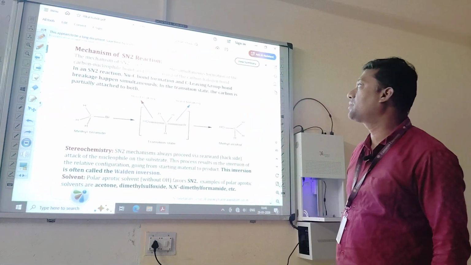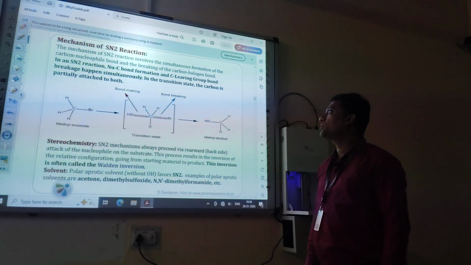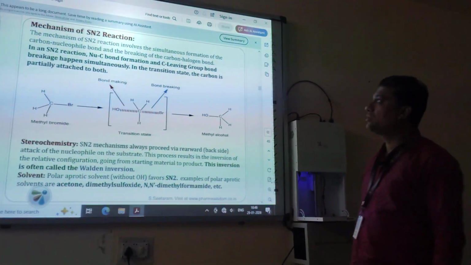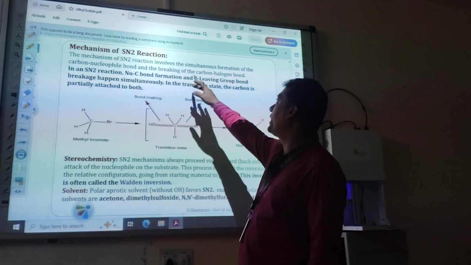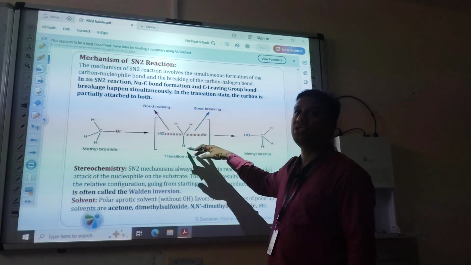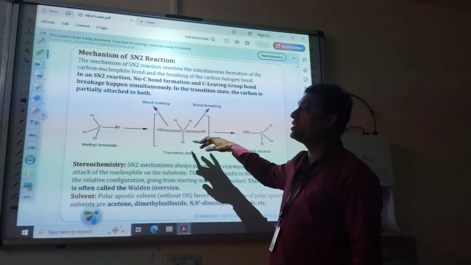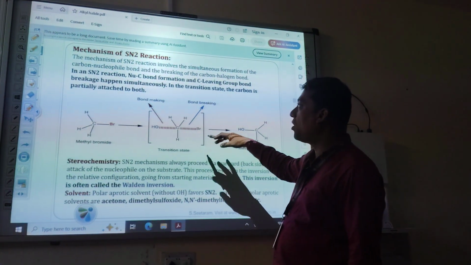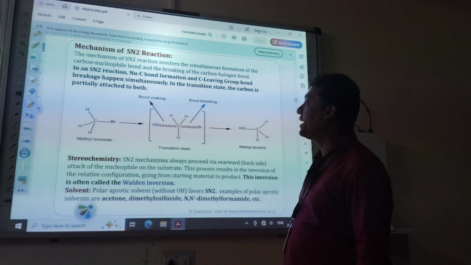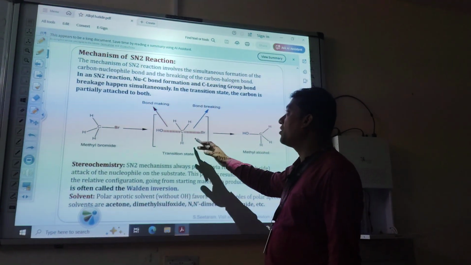Mechanism of SN2 reaction. The mechanism of SN2 reaction involves the simultaneous formation of the carbon-nucleophile bond and the breaking of the carbon-halogen bond. This is the transition state, in which new bond formation and old bond breaking take place simultaneously.